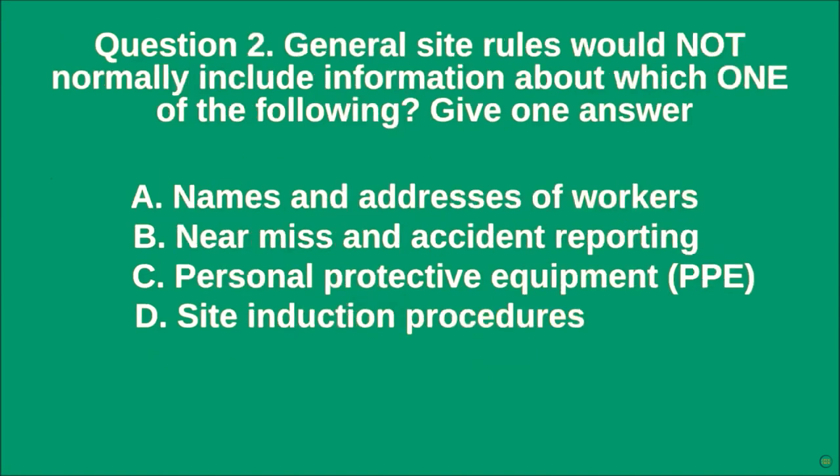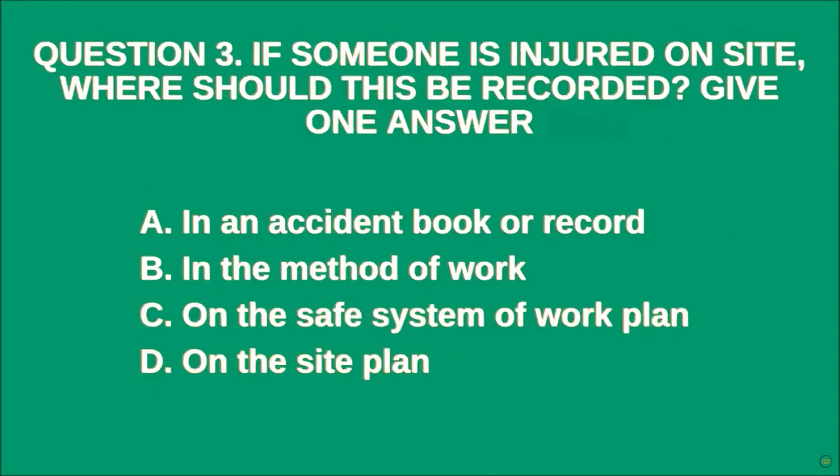Question 2. General site rules would not normally include information about which one of the following? Give one answer. A. Names and addresses of workers. B. Near miss and accident reporting. C. Personal protective equipment, PPE. D. Site induction procedures. A. Is the correct answer.